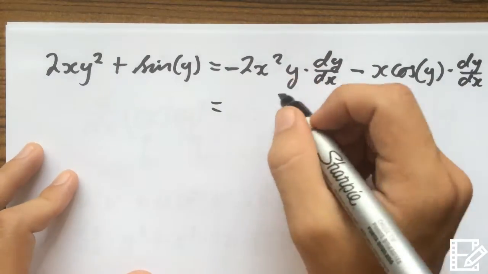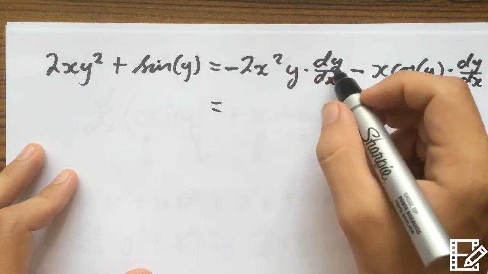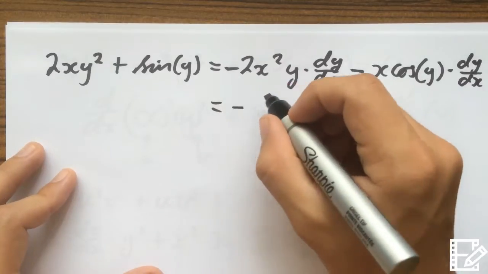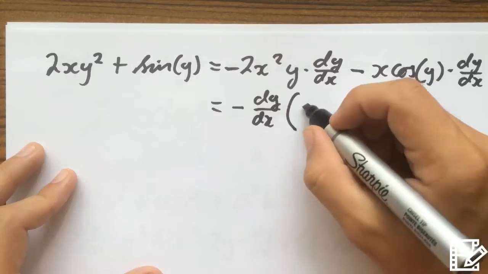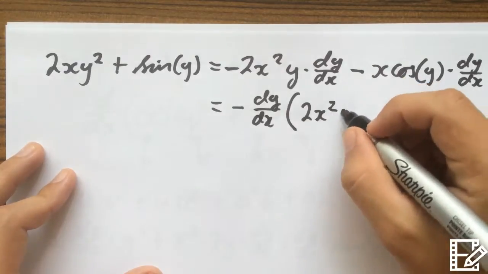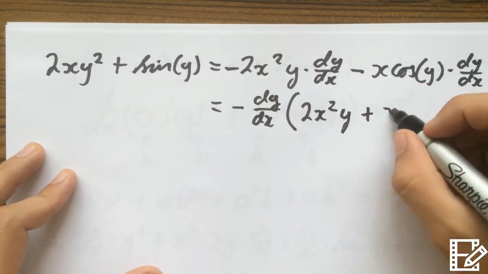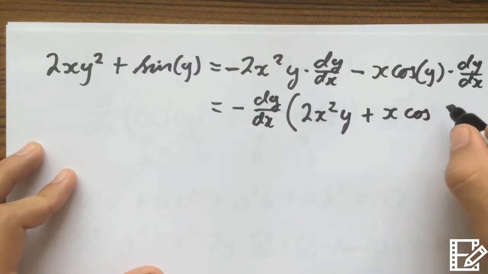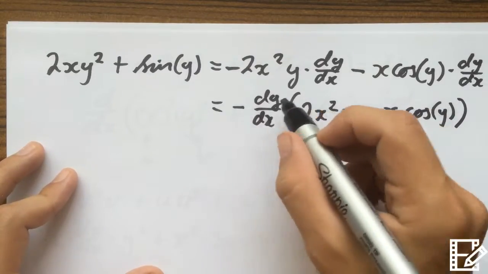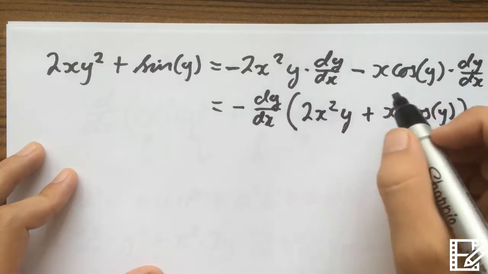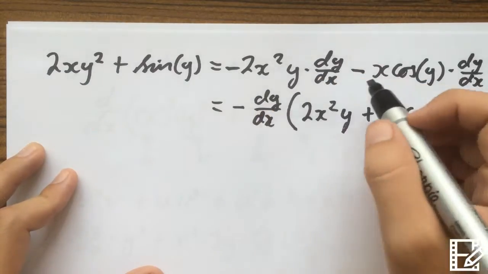What I'm going to do is I'm going to factor out the negative and the dy dx. So I'm going to have negative dy dx, bracket, 2x squared multiplied by y plus x cos y. Basically, if I were to multiply this in to each of these, expand the brackets, I would get this top line.